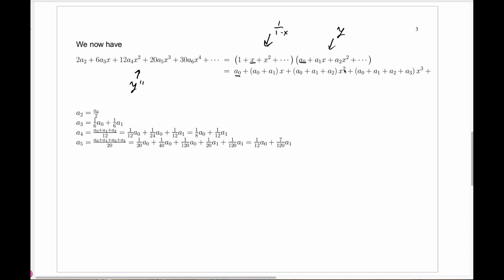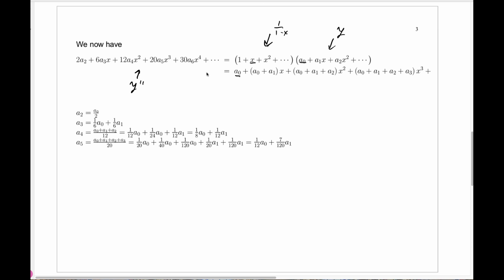How do we get a coefficient of x squared? We could have a2x squared times 1, we could have a1x times x, or we could have a naught times x squared. So we have these three pieces that add together to give us our total x squared term. And the pattern is very similar. To get x cubed, you could have a3x cubed times 1, a2x squared times x, a1x times x squared, or a naught times x cubed. And that will continue on and on.